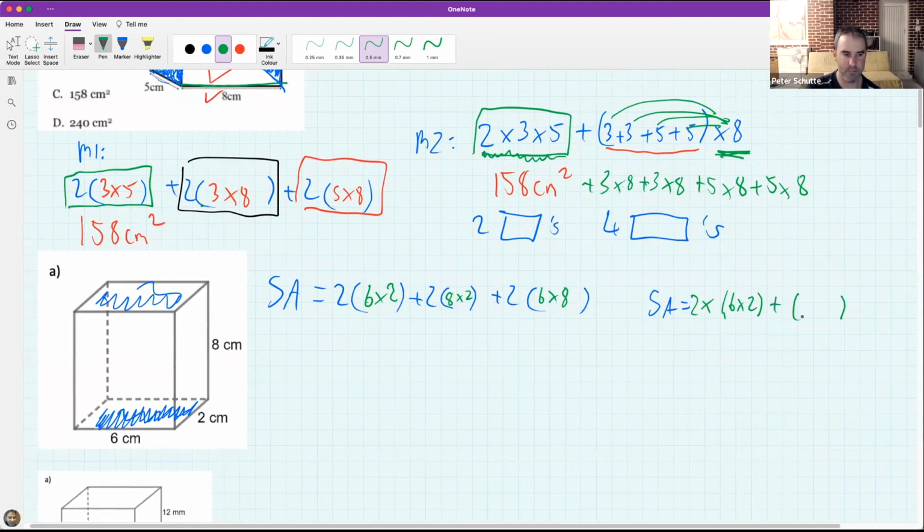Well, it's just going to be 6 plus 6 plus 2 plus 2, because I'm basically going around the outside of my shape. So 6 plus 6 plus 2 plus 2. And then I times it by the depth, or the other side that I haven't used, which is going to be 8. And both of those answers should give me, let's have a look, 12 times 2 plus 12, 16. I get 152 centimeters squared, for both of these.